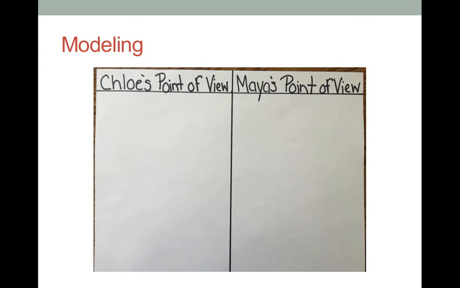I would then begin the lesson by showing my students an anchor chart that's divided into two sections. It has Chloe's point of view and Maya's point of view. And we had already gone over as a class that the story is told by Chloe, and it's how she sees the events that unfold. So then I would begin to model, thinking about this point of view that the story is told from, but then also how the other character, Maya, in the story, what's her point of view of the events that occur.